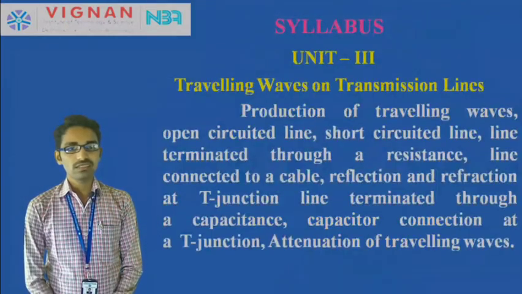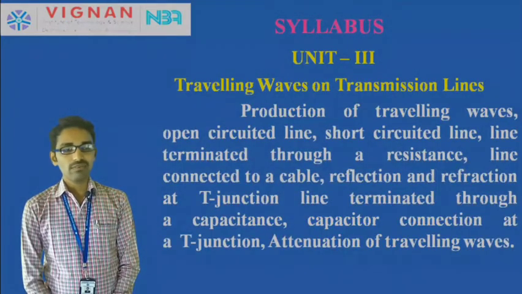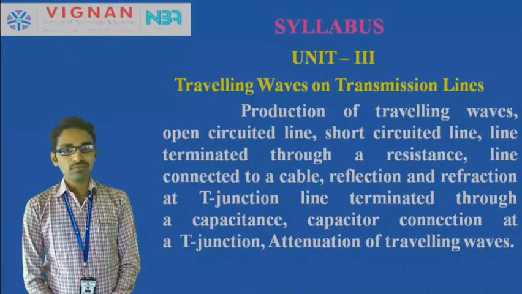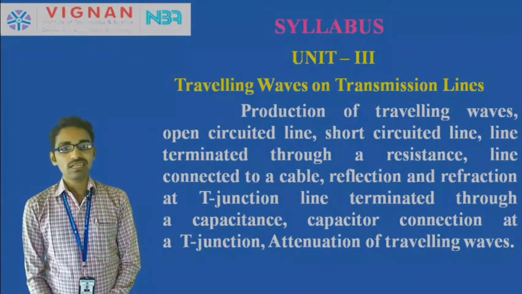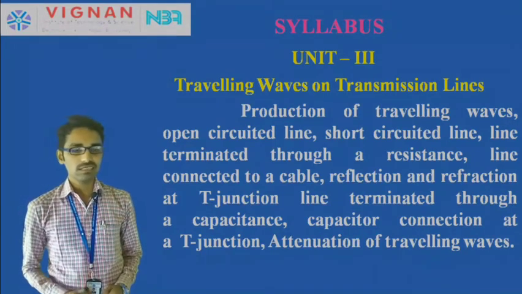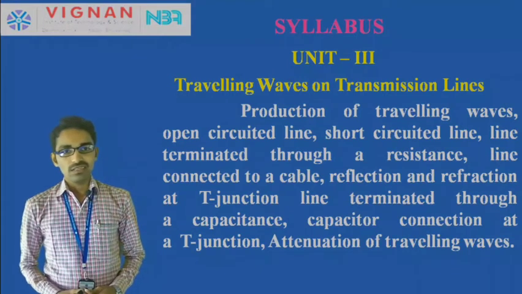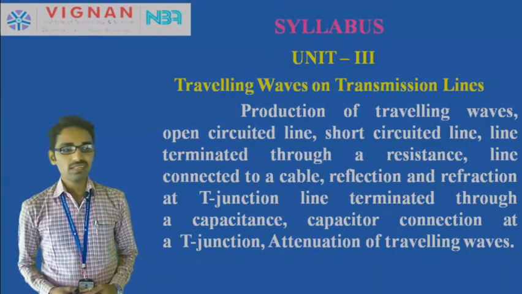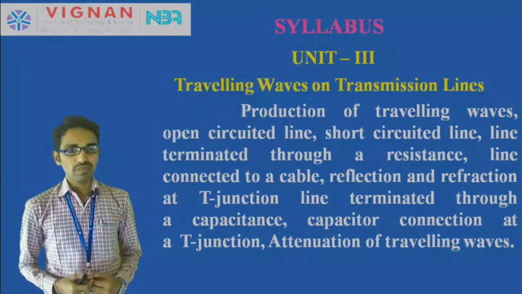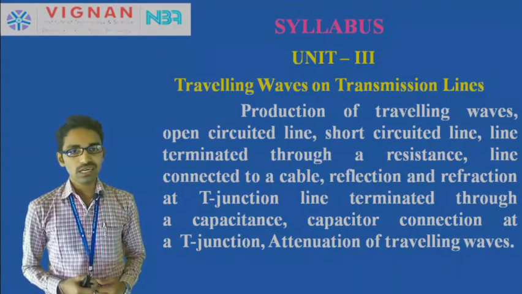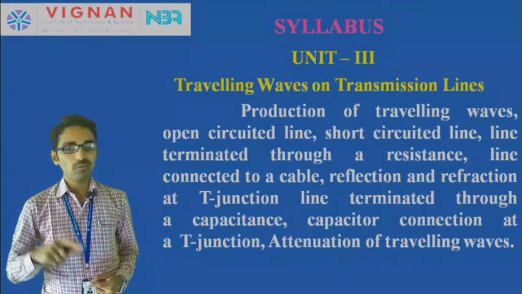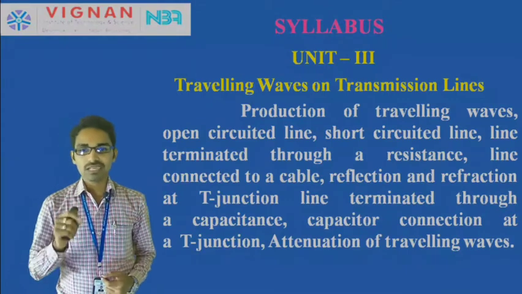So, in that unit 3 second half, that is travelling waves on transmission lines. What actually are the travelling waves and how do these travelling waves travel on the transmission lines? That we are going to see in this unit 3. So, here if you see the syllabus, production of travelling waves, and there is an open circuited line and a short circuited line. What is the behavior of these travelling waves when you have an open circuited line and when you have a short circuited line?